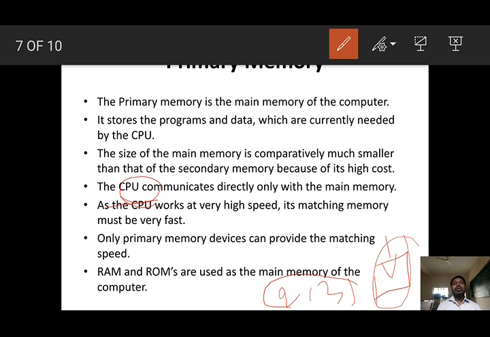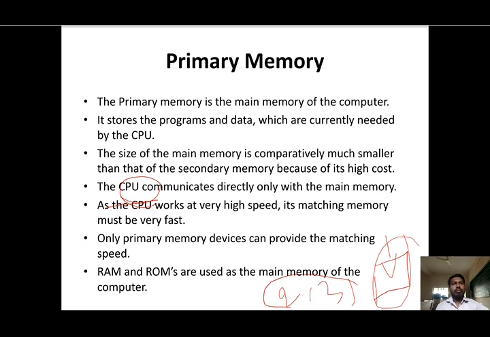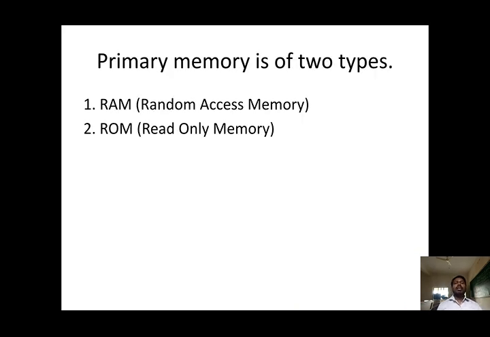RAM and ROM are used as the main memory of the computer. So in general, RAM, random access memory, and ROM, read only memory, are the main memory of the computer. Understand? And we know that there are two types, RAM and ROM.